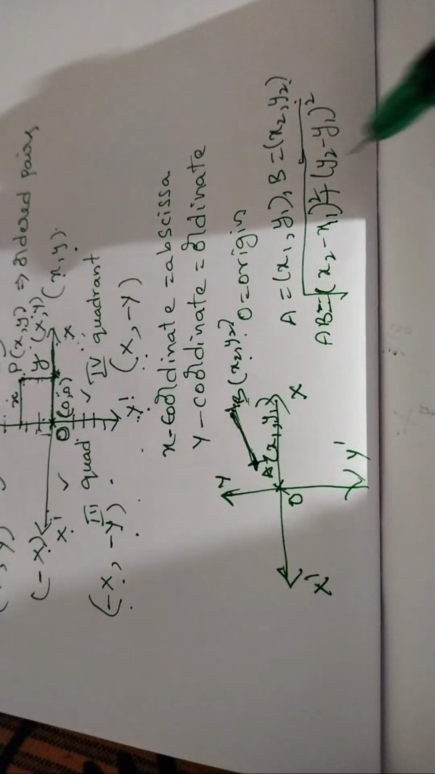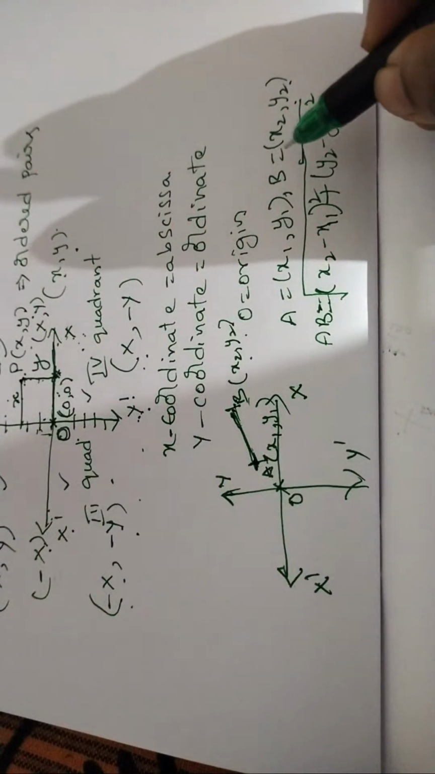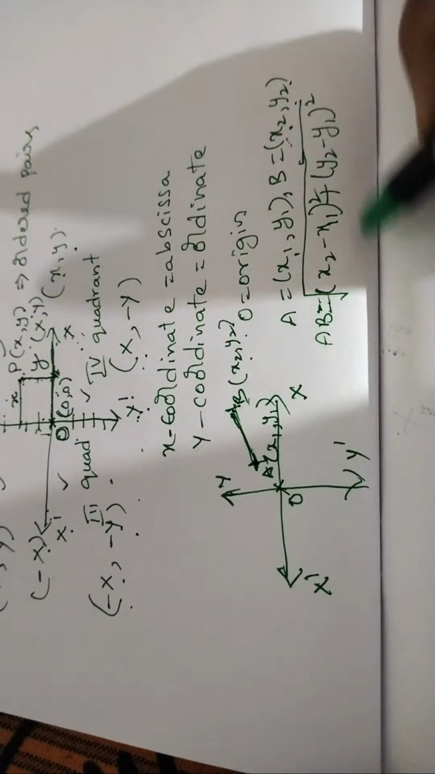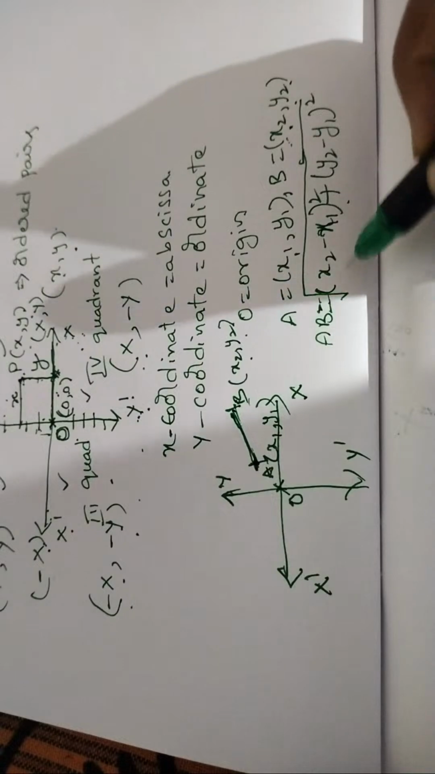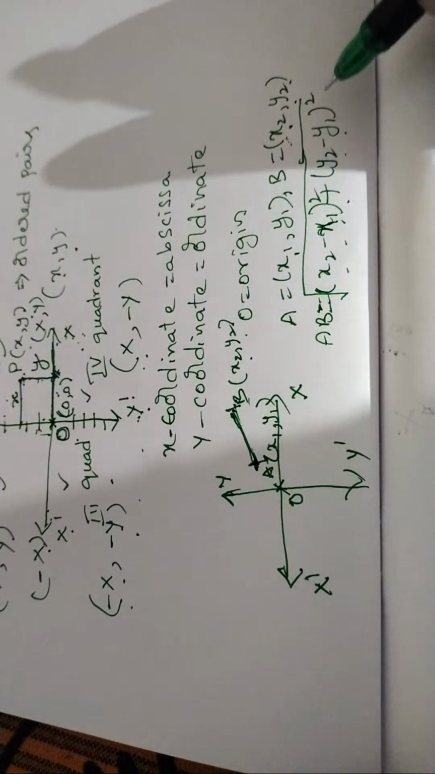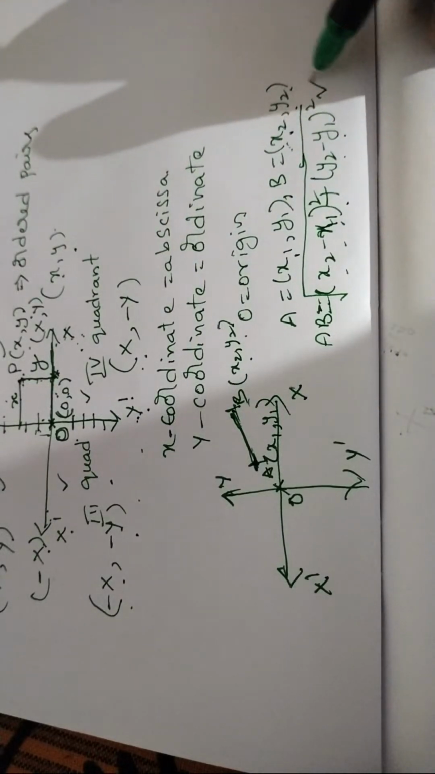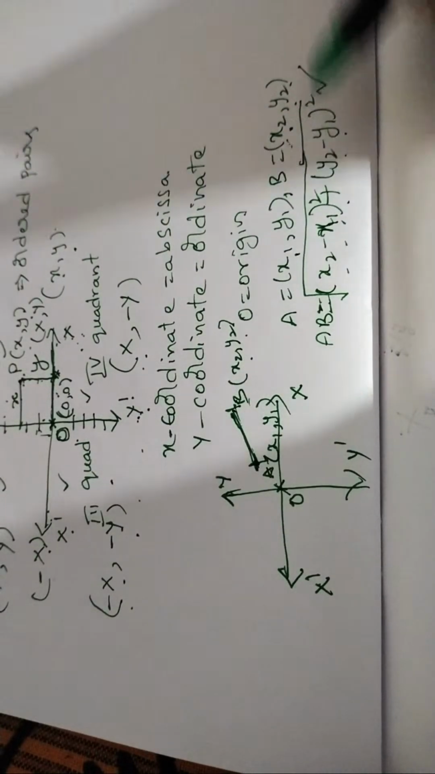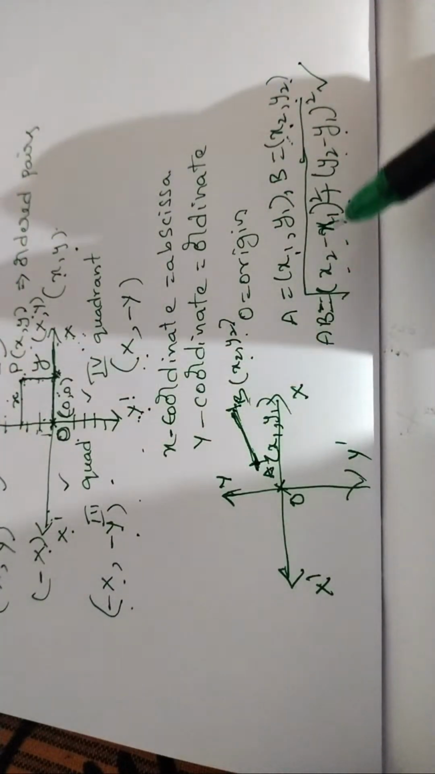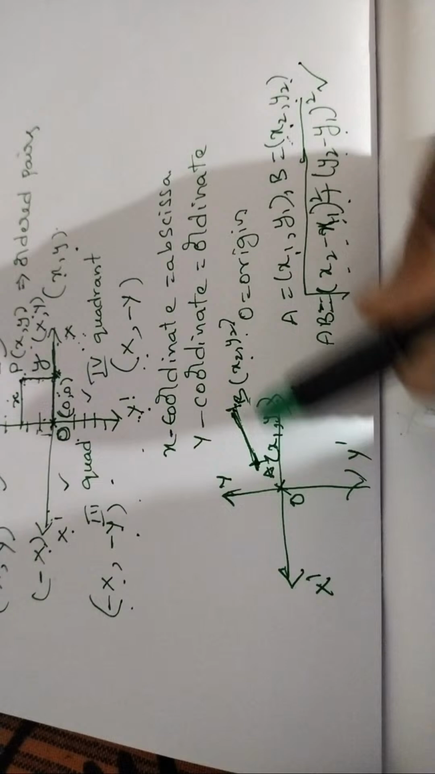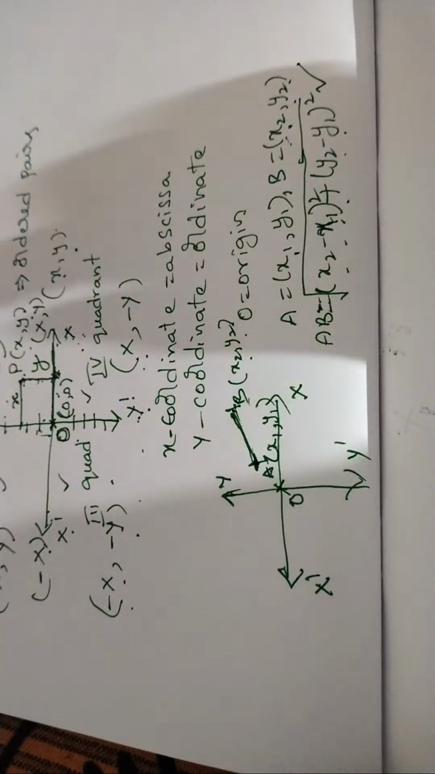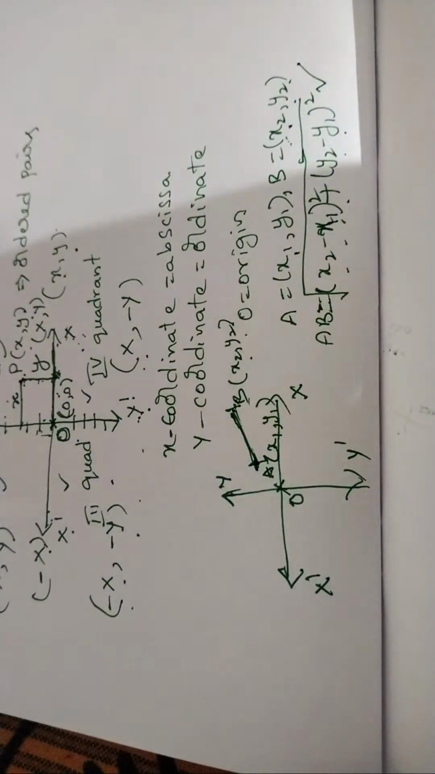So AB is the square root of x2 minus x1 whole square plus y2 minus y1 whole square. This is the important formula to find the distance between 2 points. Keep this in mind, and we go for the next example.